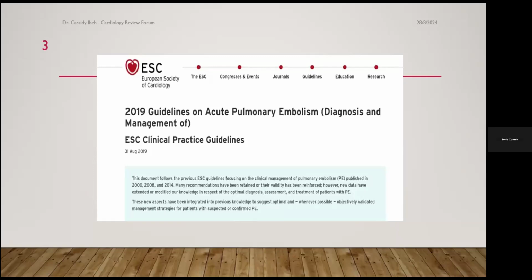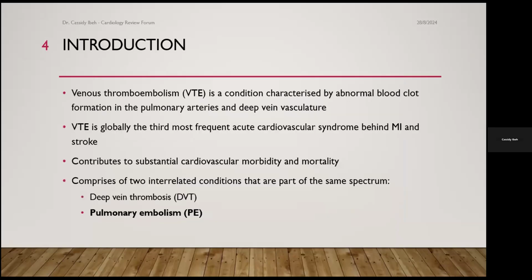Thank you. Okay, as a way of introduction, as you all know, pulmonary embolism is a kind of venous thromboembolism, which is a condition that's characterized by abnormal blood clot formation in the pulmonary arteries and the vein vasculature.